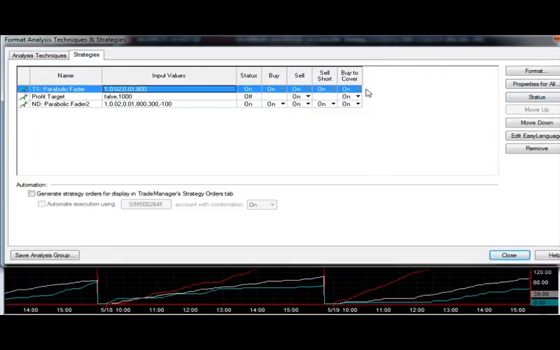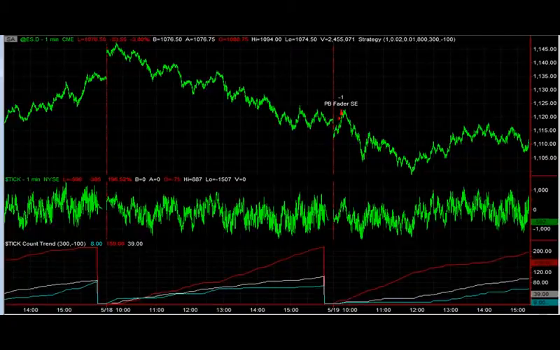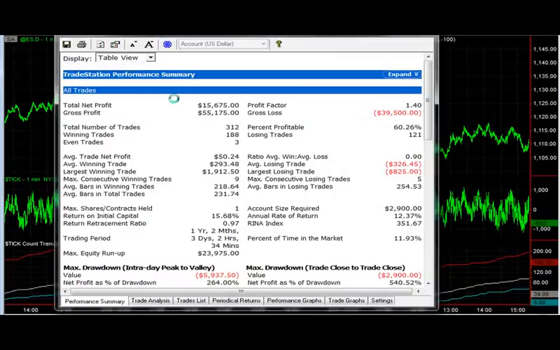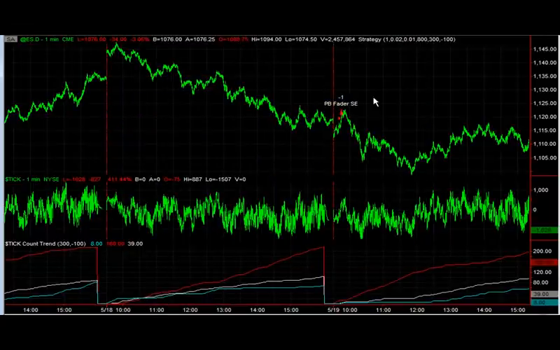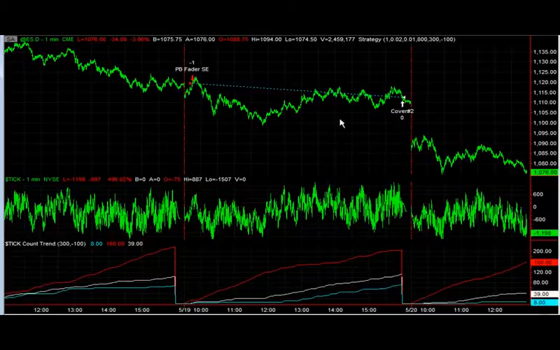I'm going to turn the other one off. Parabolic Fader 2 on, Parabolic Fader 1 off, and we can see the difference. It's going to take fewer trades, but the average profit per trade previously was $50, and now it goes up to $72. Our drawdown's less. Our total profit is smaller, but you trade less. You get 62% profitability. $72 a trade is really, really good for a day trade strategy. You can see Parabolic Fader here, shorting yesterday, gave back a lot.